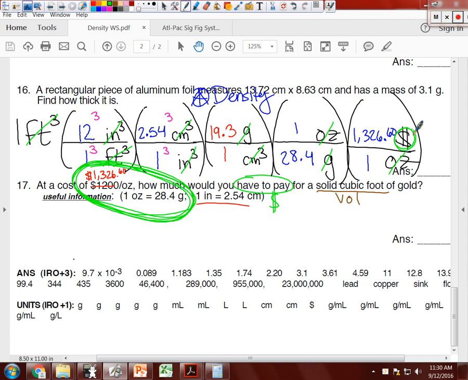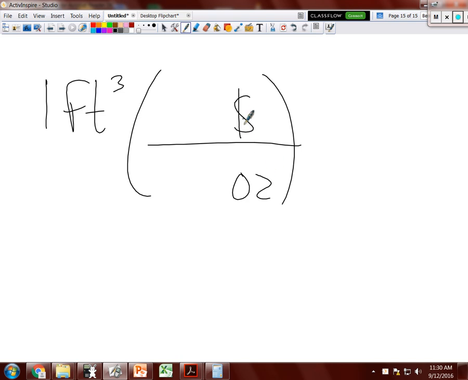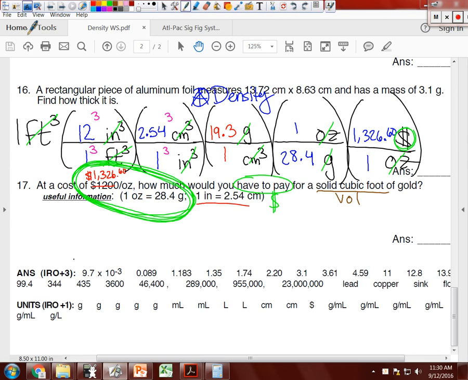But before you do this, because I started with a cubic foot, and I have to incorporate all of this into that. Think about it from this perspective. Can you go from 1 cubic foot to ounces? You can't do that because will your units cancel? No. And that's why it takes this process.